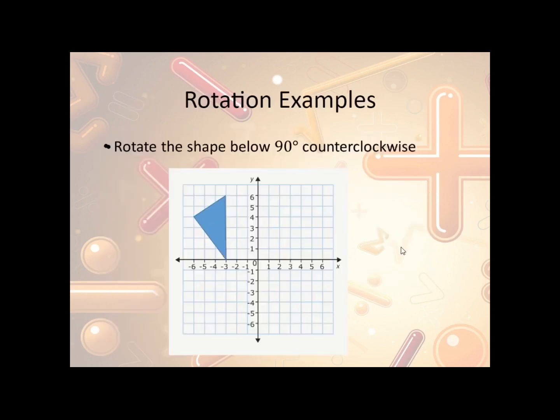So let's look at an example. We're going to rotate 90 degrees counterclockwise. Again, write out your coordinates. So there's my coordinates: negative 3, 6; negative 6, 4; and negative 3, 0.